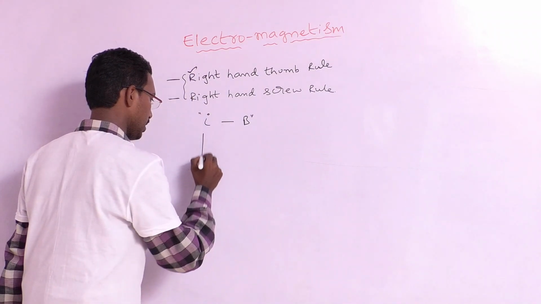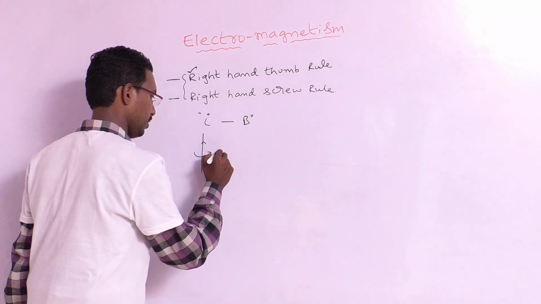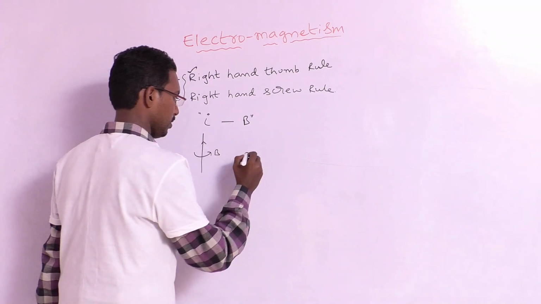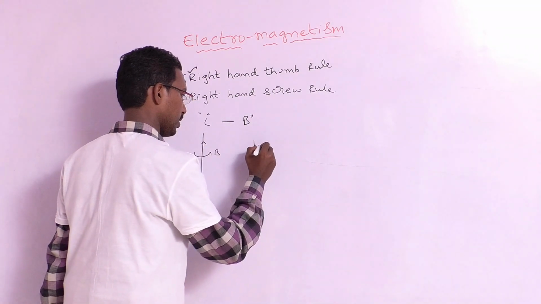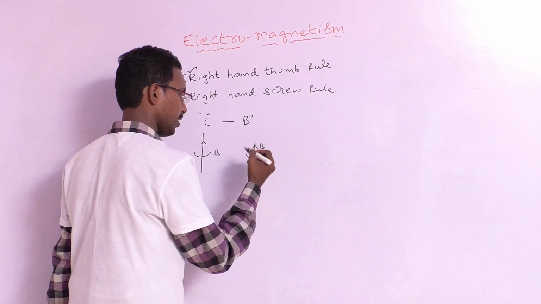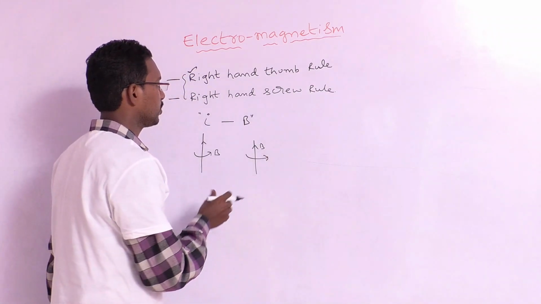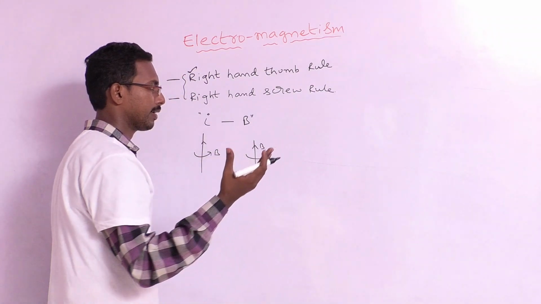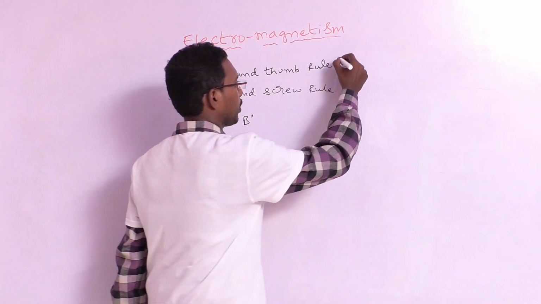If the current is passing like this in a conductor, then this is the field. Vice versa, if this is the magnetic field, this is the current. Why it is so, we will deal with. Depending upon these topics, we can crack many subtopics.